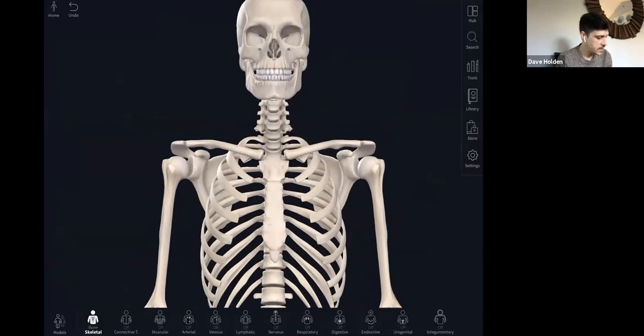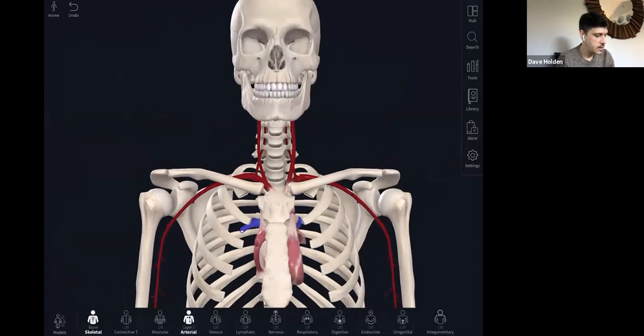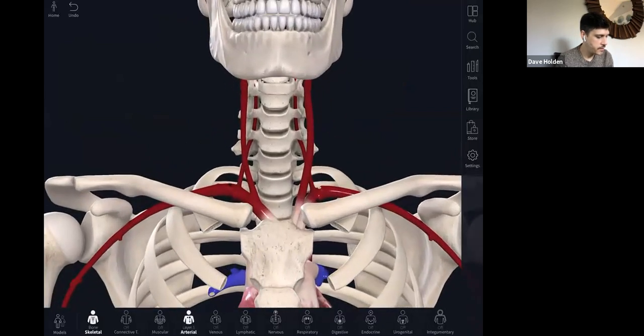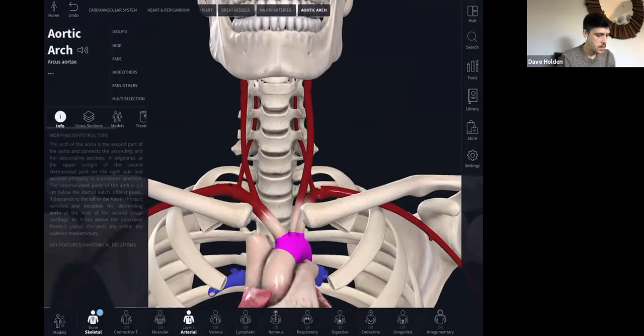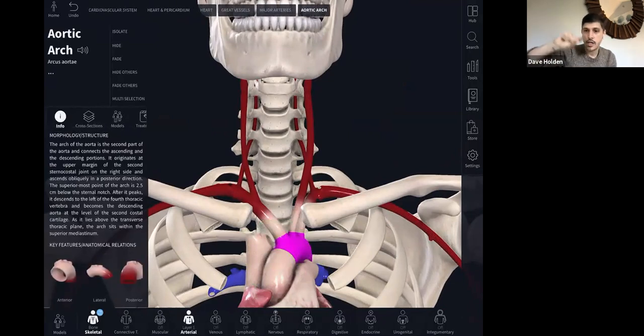So let's give ourselves a bit of a visual here. I'll add in some arteries and you'll see right off the bat. Let me get rid of this sternum so we can see where the heart is. All right. So there is the arch of the aorta. That's where all the blood is leaving the heart, going on out into the body to do blood stuff, you know.